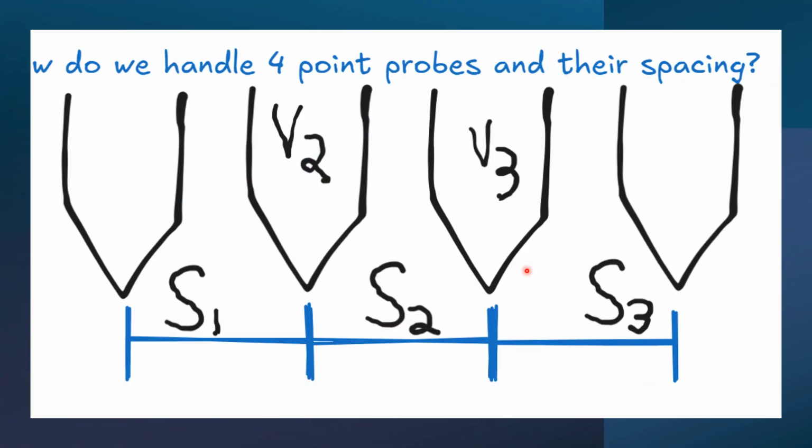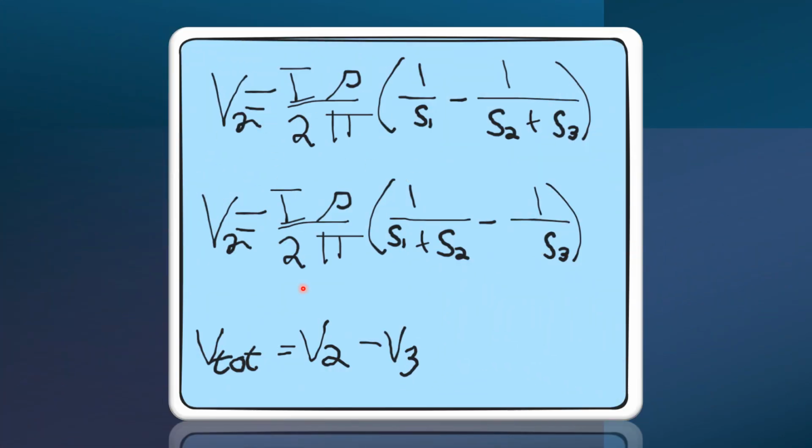Okay, so now we could just skip the 3-point probe and go to the 4-point probe. So we have the spacing 1, which is in between probes 1 and 2, spacing 2, which is in between 2 and 3, and spacing 3, which is in between 3 and 4. V2 and V3 are the measurements we care about for the voltage, and we talk about that in the following slide. So 2 and 3. This is supposed to be a 3 right here. It's a little bit sloppy, but it's also a 3.